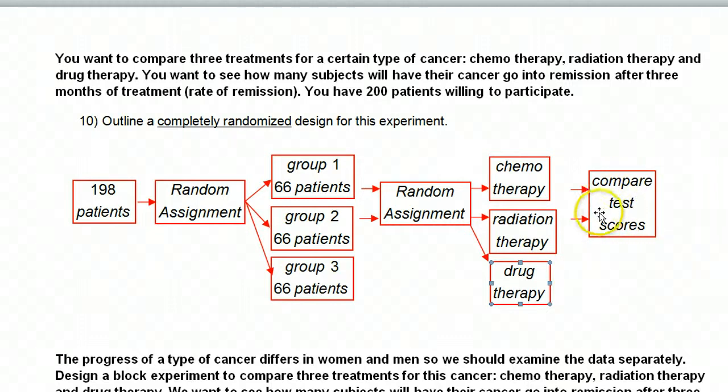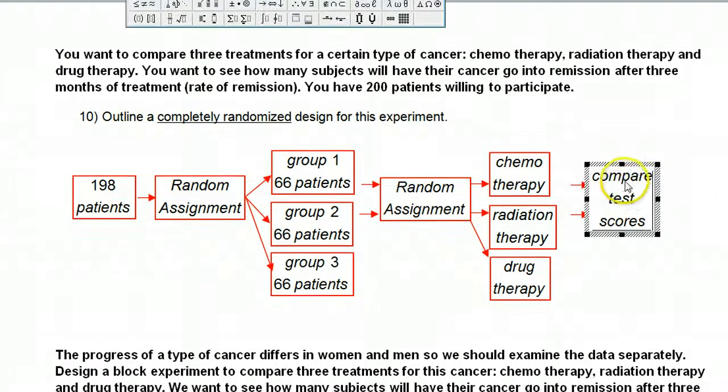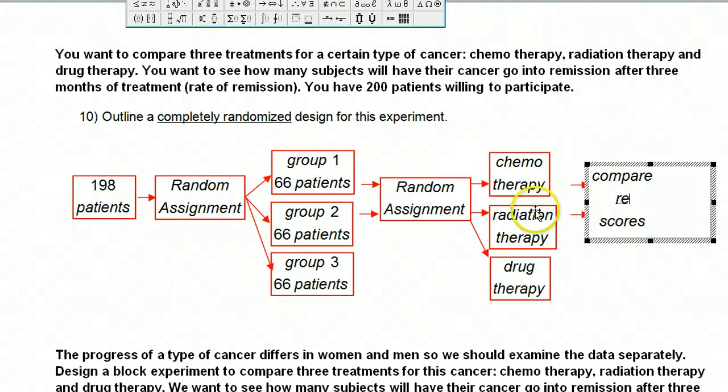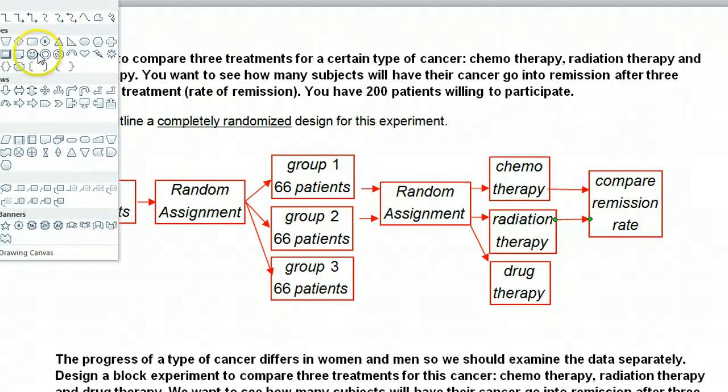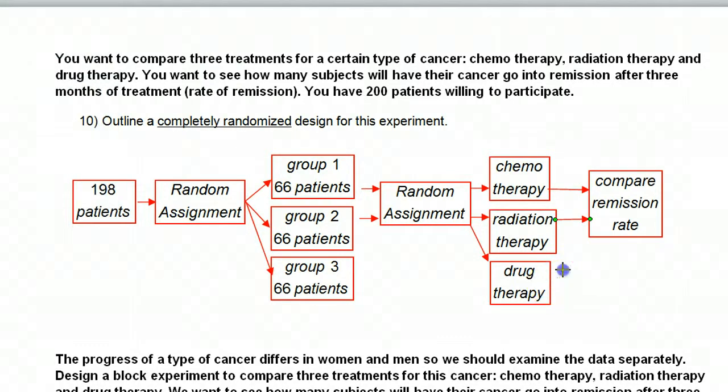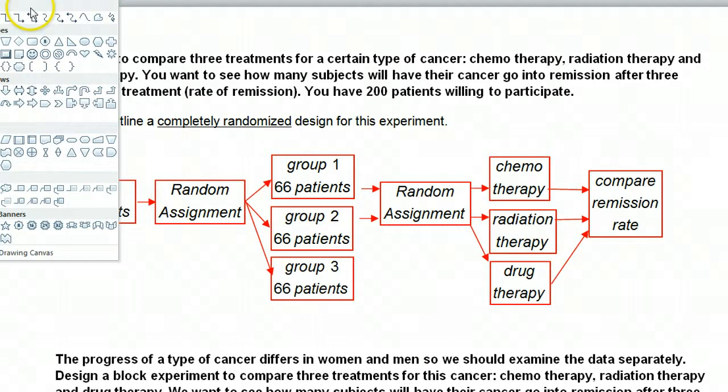And then in the end, we're going to compare remission rate. And again, I'm going to need some extra arrows. I'm going to need an extra arrow for my 3rd treatment. And kabam. Now, I should probably have an extra arrow here. One more extra arrow.